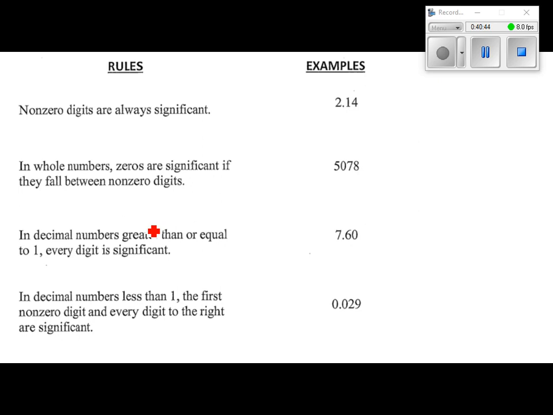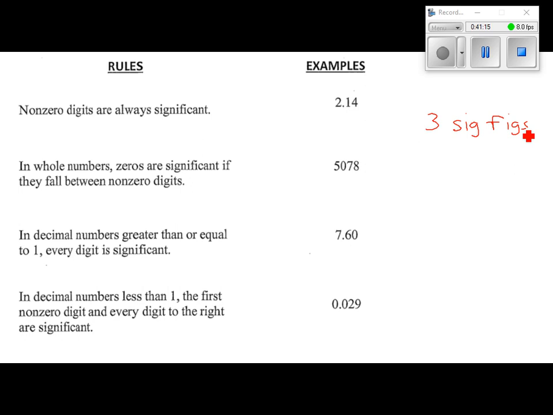Any non-zero digits are always significant. So if we're looking at this one, how many of these numbers are non-zeros? Is that a zero? That a zero? So how many of them are significant? 3. So we have 3 sig figs, 3 significant figures in that number. All 3 of those are significant.